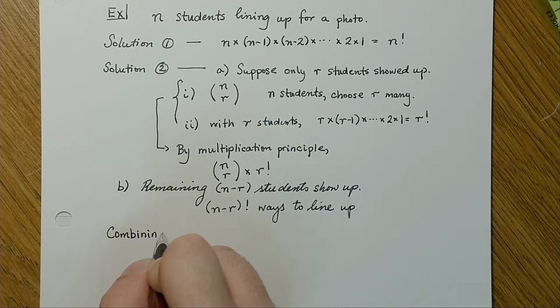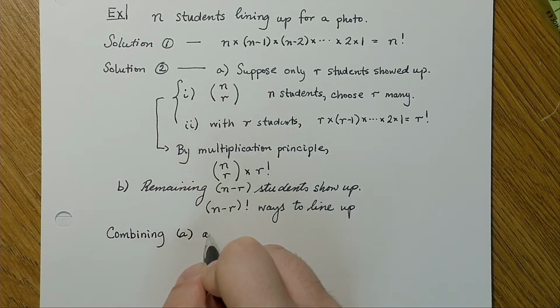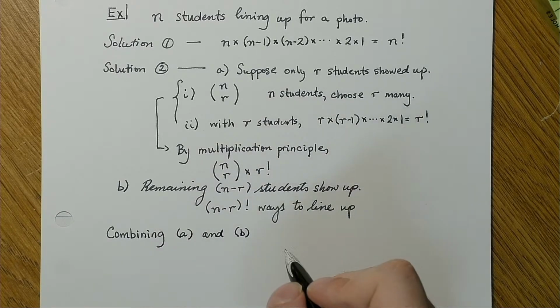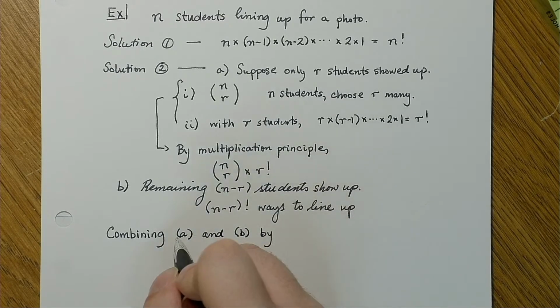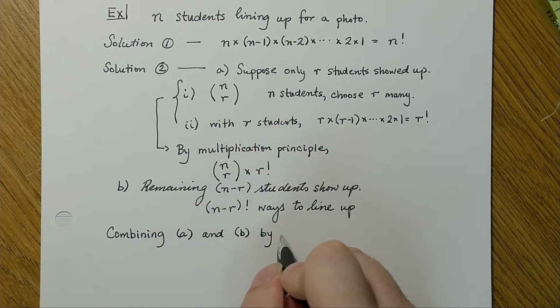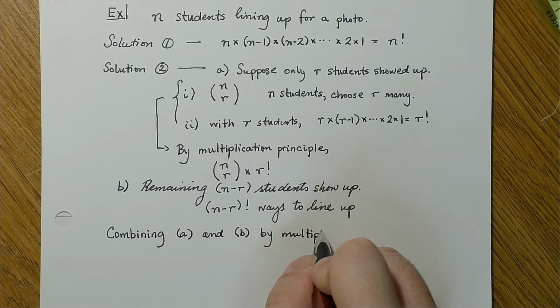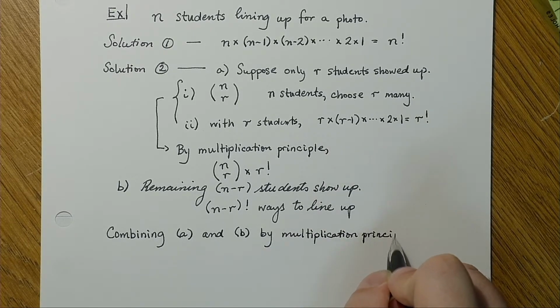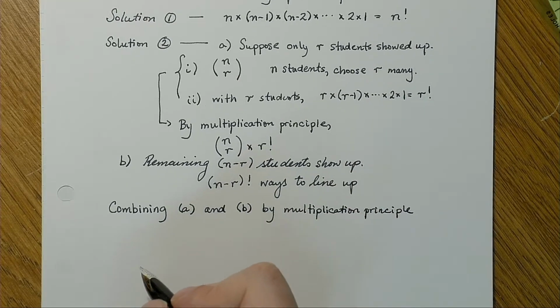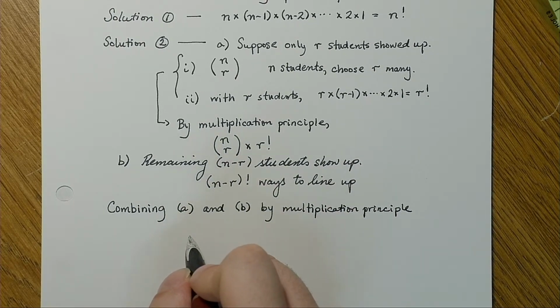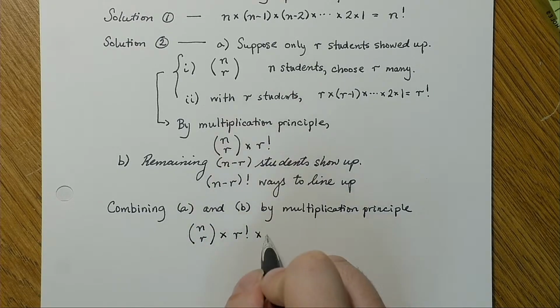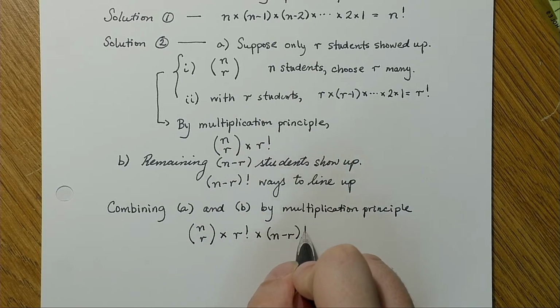So what we do is we combine part A and part B. The first group showed up, and then we arranged the second group when they showed up by the multiplication principle, because we're doing A and then B. What we get is n choose R times R factorial times n minus R factorial. Okay.